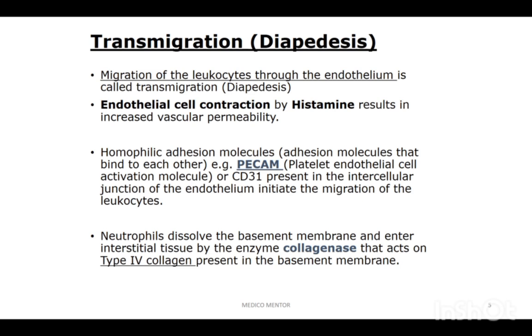Second, there is going to be the interaction between the endothelial cells' PECAM with the neutrophilic PECAM. Since both these receptors are the same, that is PECAM or the platelet endothelial cell adhesion molecules, we call them homophilic adhesion molecules interaction. The third step in transmigration is the digestion of the basement membrane. We know that the basement membrane has type 4 collagen, so the enzyme that is required to digest the basement membrane is collagenase.